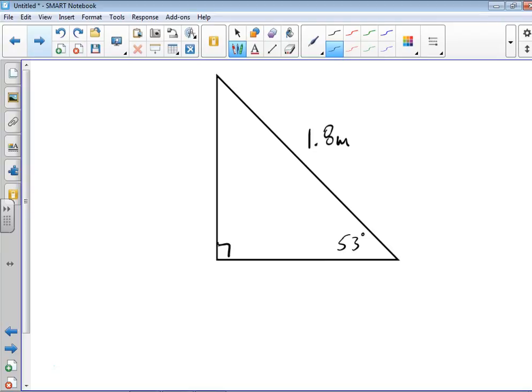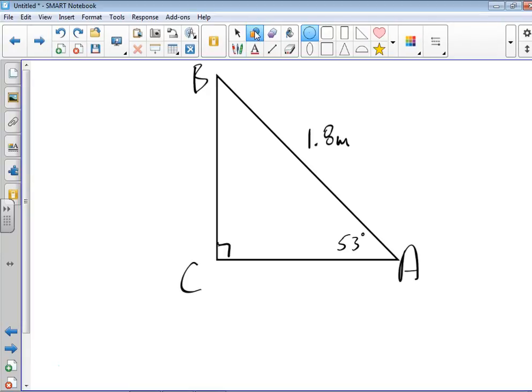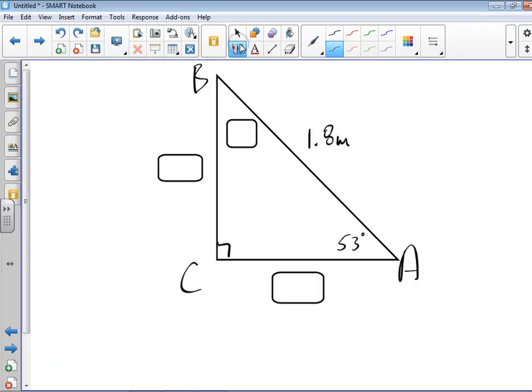From just that information, and we'll label our angles as angle C, angle B, angle A, we have enough now to find the length of that side, the size of that angle, and the length of that side. We can find those three pieces from just the information given using these ratios that we've talked about. So, let's go through and see how to do that. You may have ideas of where you want to start.